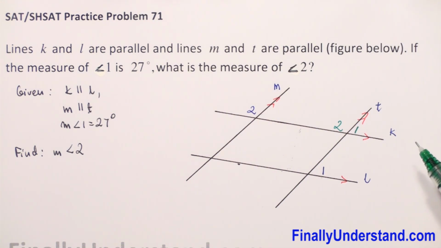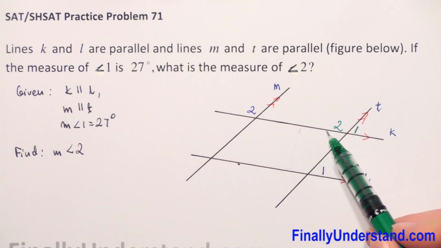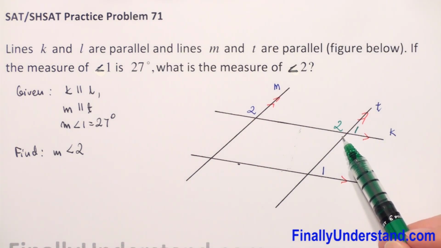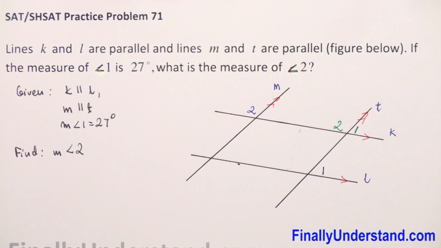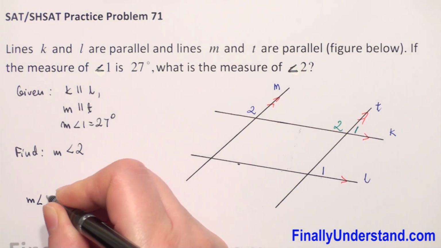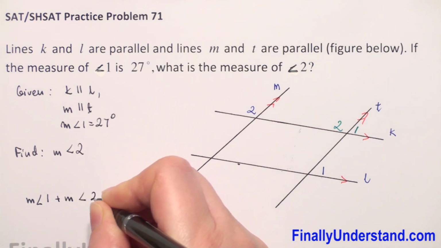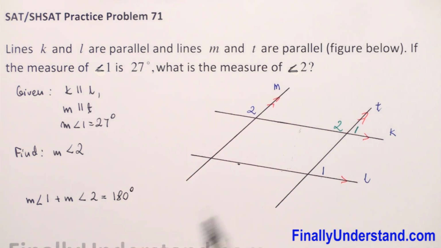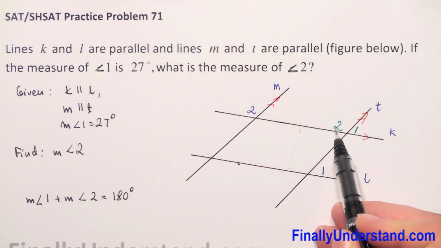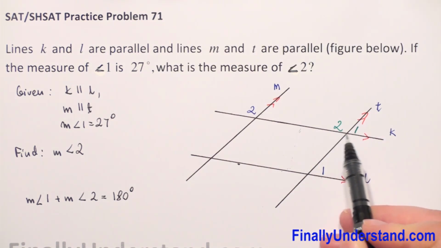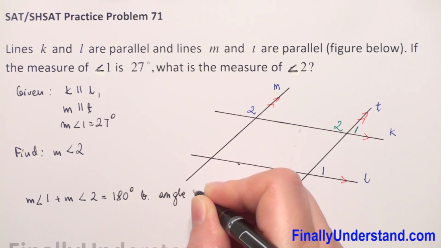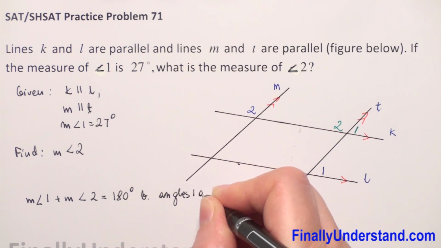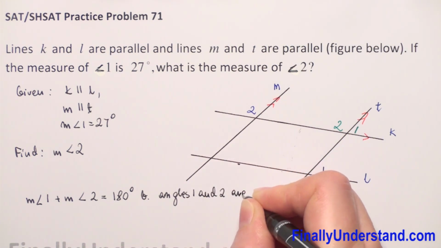What we have to find? The measure of angle 2. And what we have here? We have supplementary angles. So what does it mean? That the measure of angle 2 plus the measure of angle 1 is 180 degrees. So we can write that the measure of angle 1 plus the measure of angle 2 is 180 degrees. Why? Because angles 1 and 2 are supplementary.